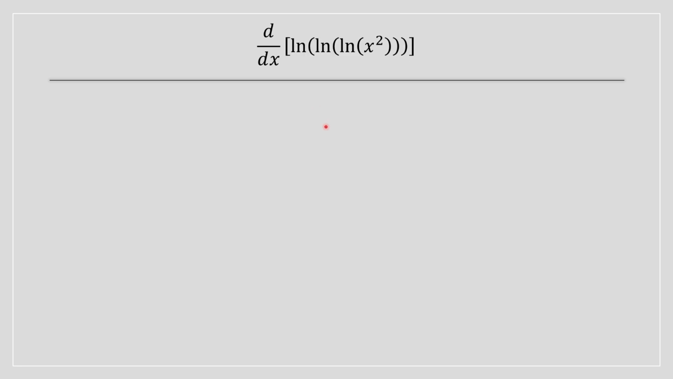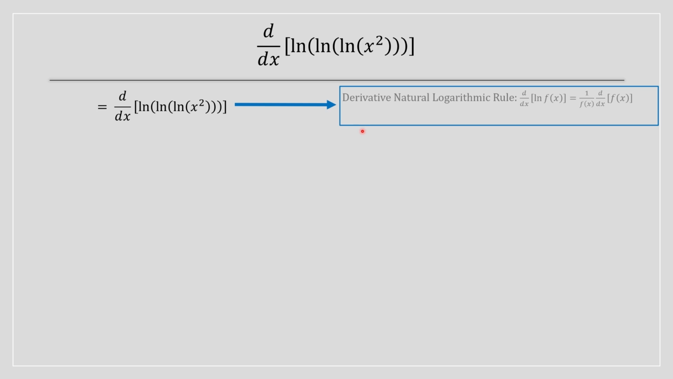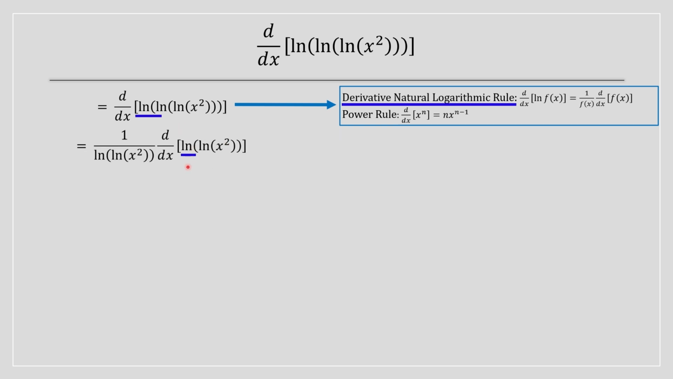Question 60. And for question 60, we got to apply this rule over and over again, which is this rule over here. So basically we're going to have ln x squared at the bottom, then we're going to do the derivative of ln x squared on the top, okay? Then we got to do it again, so basically we're going to have ln x squared on the bottom, then we're going to do the derivative of ln x squared at the top.